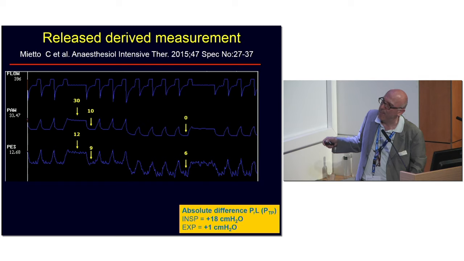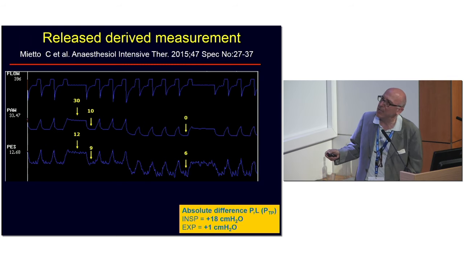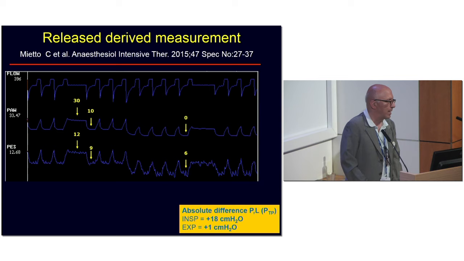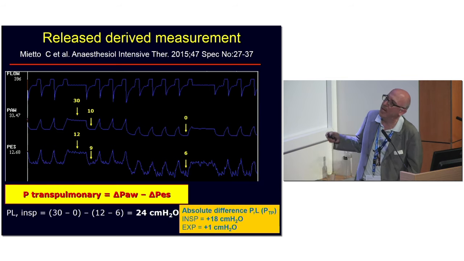And these are the numbers for the esophageal pressure. So again, the absolute difference here is 30 minus 12. So the transpulmonary pressure here is plus 18. Do you agree? At end expiration it is 10 minus 9, so it is 1. Okay? Now, how is the release-derived method calculated?